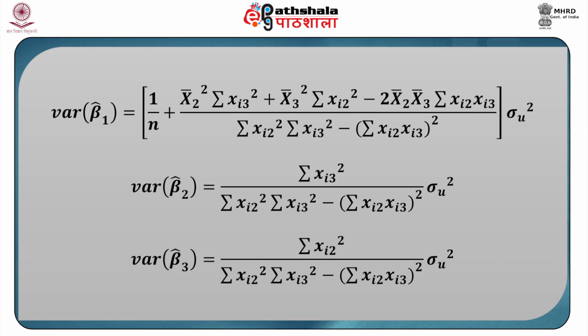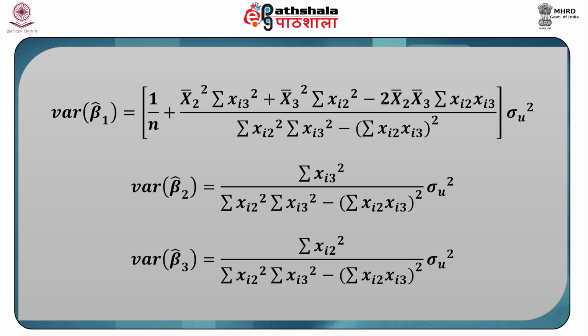The formula is as follows: the variance of beta 1 hat is equal to [1 by n plus (x2 bar square into sigma small xi3 square plus x3 bar square into sigma xi2 square minus 2 x2 bar x3 bar into sigma xi2 xi3) whole divided by (sigma xi2 square into sigma xi3 square minus (sigma xi2 xi3) whole square)], and the whole multiplied by sigma mu square.